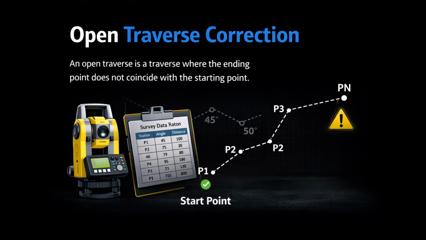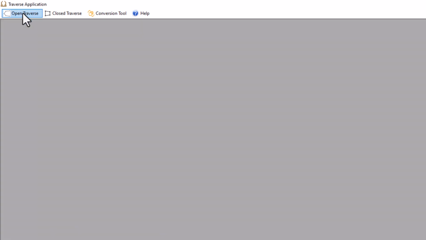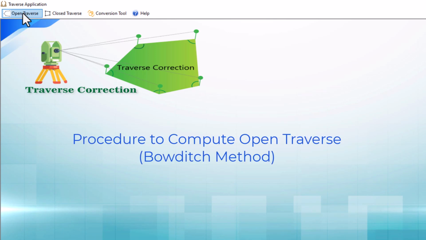Open traverse correction. An open traverse is a traverse where the ending point does not coincide with the starting point. Methods available for open traverse correction. Open traverse correction in ESurvey can be performed using the following two methods: 1. Bowditch method. 2. Transit method. Procedure to compute open traverse.